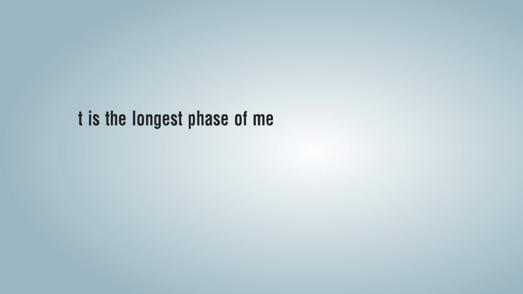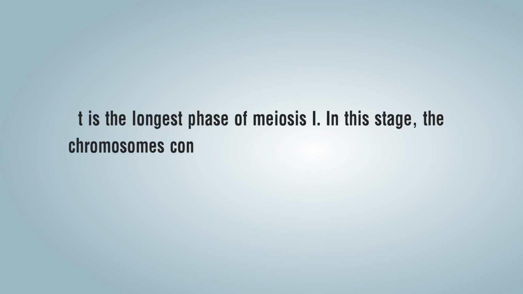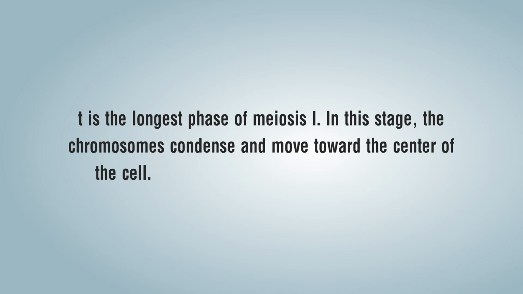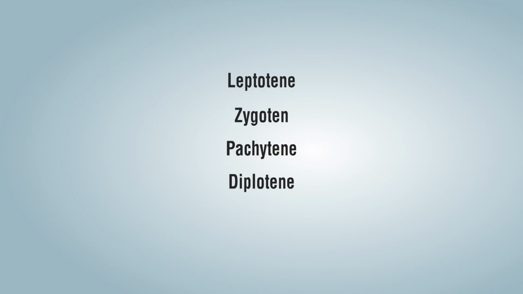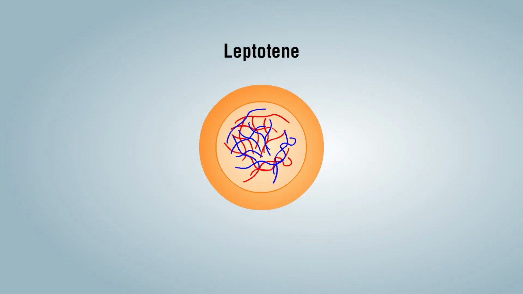Let's start with prophase I, which is the longest phase of meiosis I. During this stage, the chromosomes condense and move towards the center of the cell. Prophase I is further divided into 5 distinct subphases: leptotene, zygotene, pachytene, diplotene, and diakinesis. Let us first understand the details of leptotene.